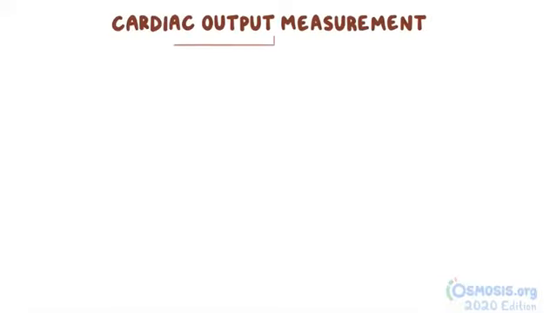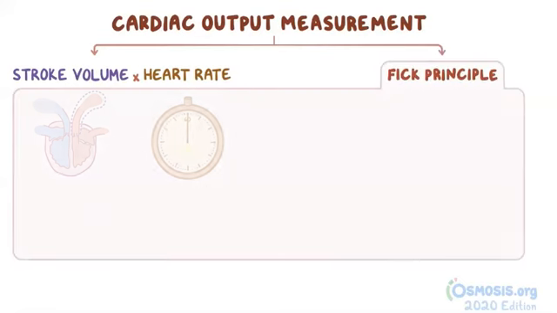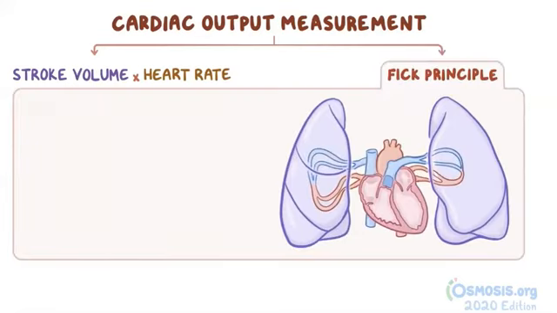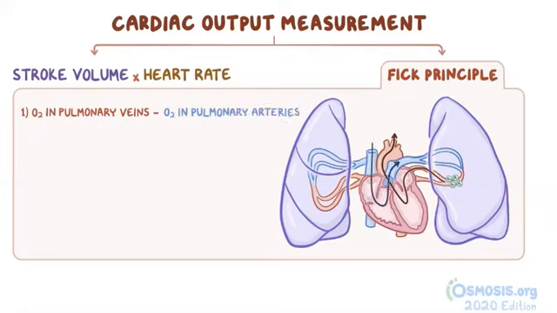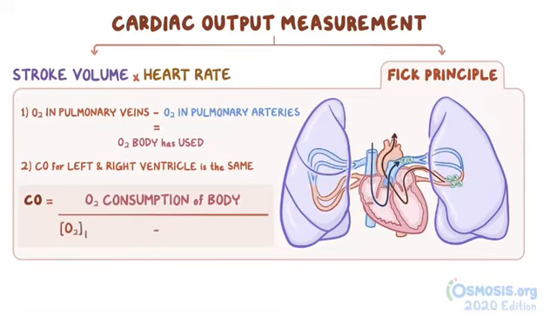Alright, as a quick recap, cardiac output can be measured either as the stroke volume times heart rate or with the Fick principle. The Fick principle assumes two things while in the steady state. First, that oxygen in the pulmonary veins going to the body minus the oxygen left in the pulmonary arteries coming back from the body must equal how much oxygen the body has used. Secondly, that the cardiac output for the right and left ventricles are the same. Using the Fick principle, cardiac output can be calculated by dividing the oxygen consumption of the body by the difference in oxygen content of the pulmonary veins and pulmonary arteries.